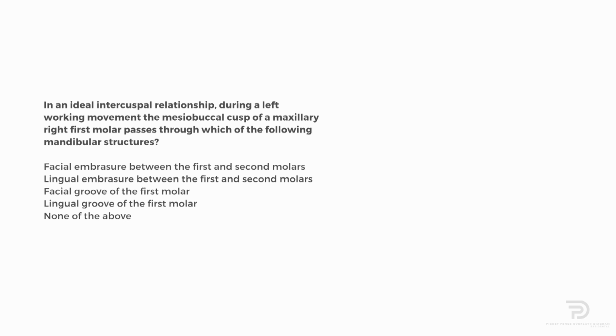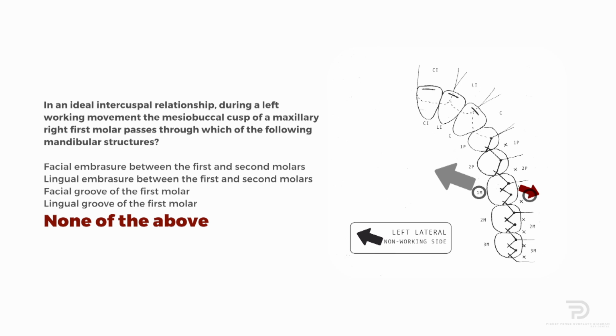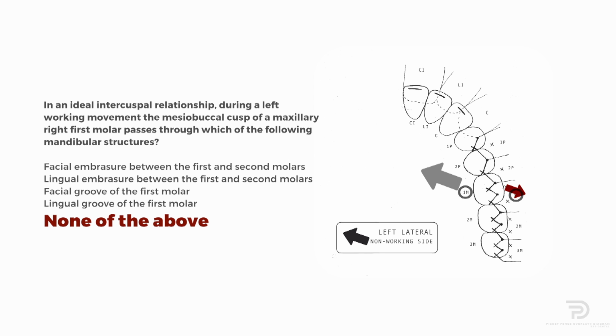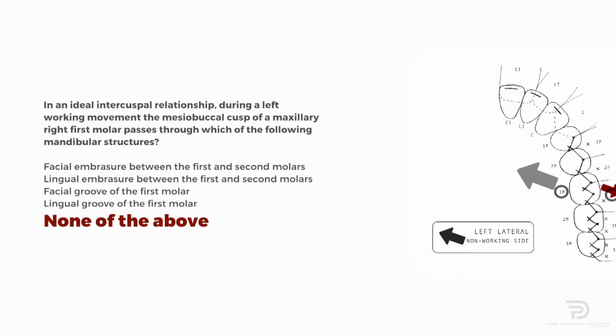In this case, they're asking about a specific cusp. We're looking at the mesiobuccal cusp of a maxillary right first molar. So we're out in space now, looking down at our PFO diagram. We're looking at a left working movement. So the jaw shifting to the left. Remember, our escape cusp pathway would always be in the opposite direction of this arrow. So it's moving, the escape cusp pathway would be moving out in this direction, out in the space. It's not going to pass through anything.